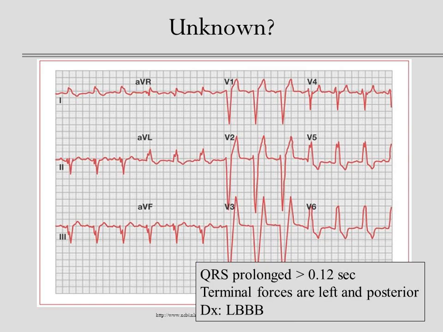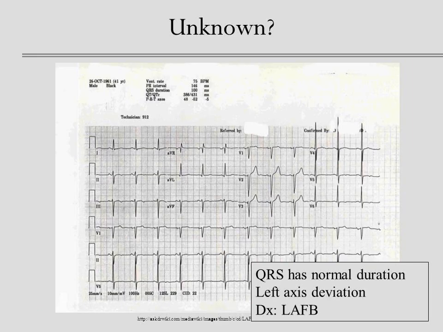Next example: QRS prolonged more than 0.12 seconds. Terminal forces are left and posterior. Diagnosis: LBBB. Next example: QRS has normal duration, left axis deviation. Diagnosis: LAFB.